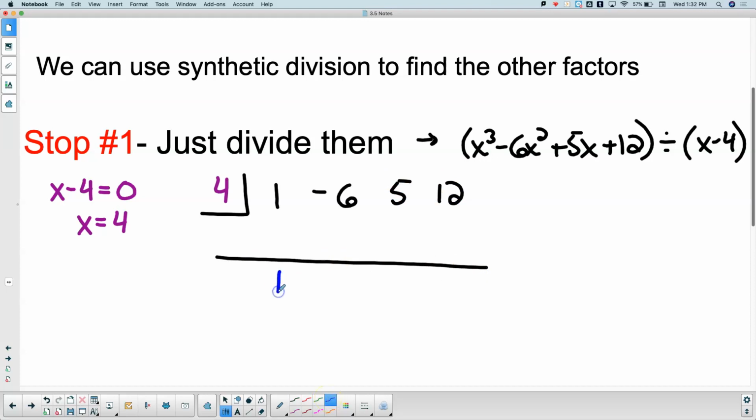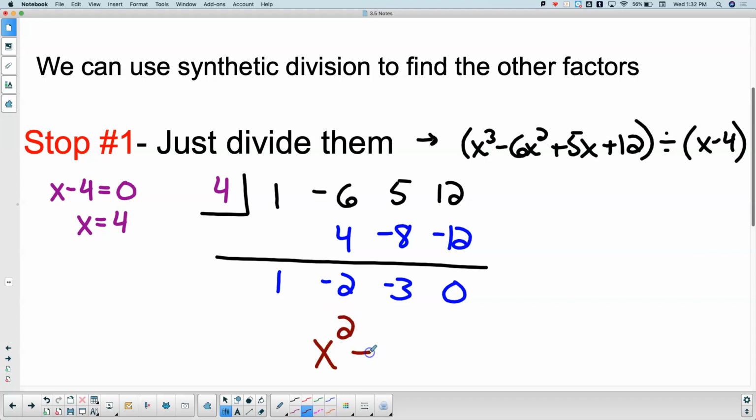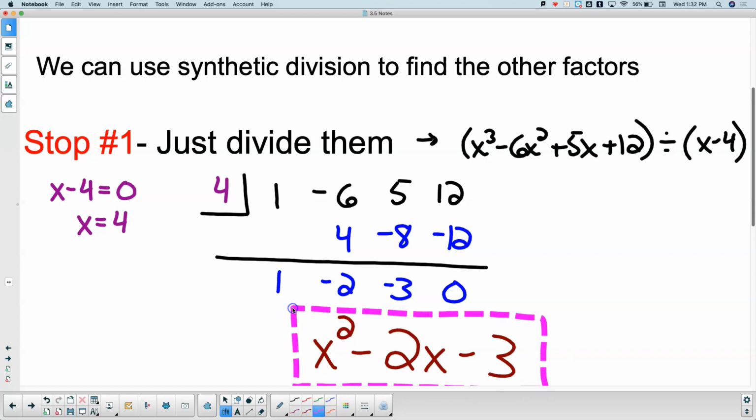Drop it like it's hot. Multiply, add, multiply, add, multiply, add. So the answer at stop number 1, when you are just straight up dividing them, would be x squared minus 2x minus 3. That would be the answer at stop number 1.